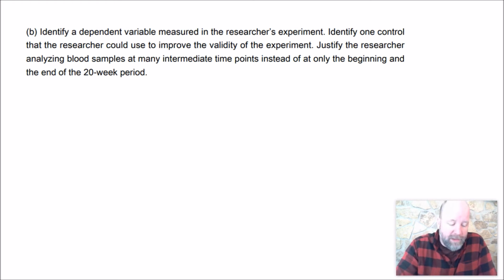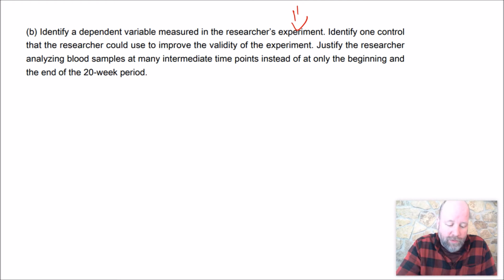So looking at part B, identify a dependent variable measured in the research experiment. Dependent variable is easy. That's the y-axis, right? That's the one that depends on what you manipulate. So it's the thing that you're going to be measuring how much it changed. So that should be easy. You've got 2 graphs. It's going to be one of the y-axes, right? So that's a smiley face. At least I hope it is.